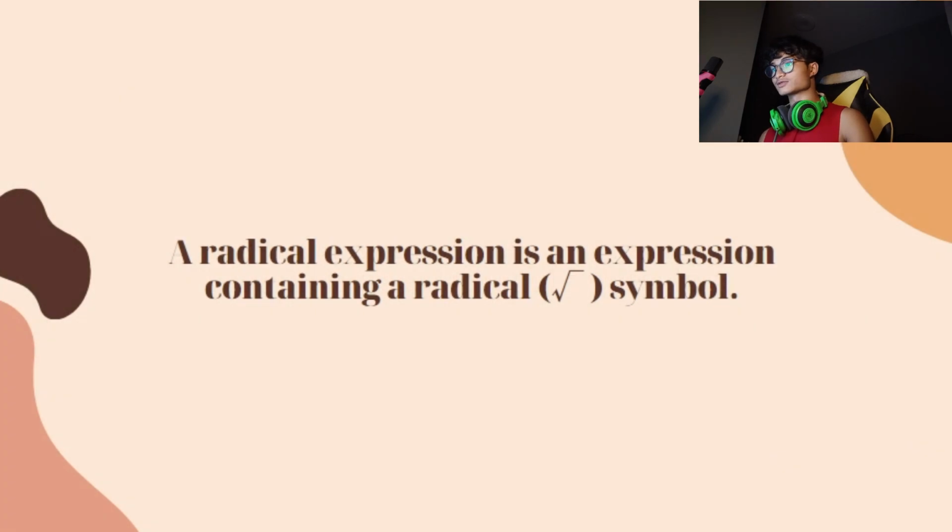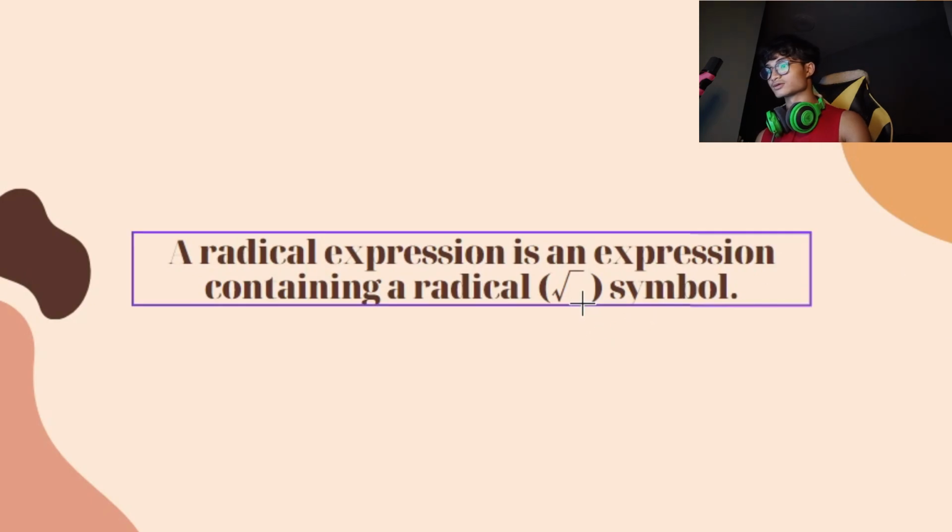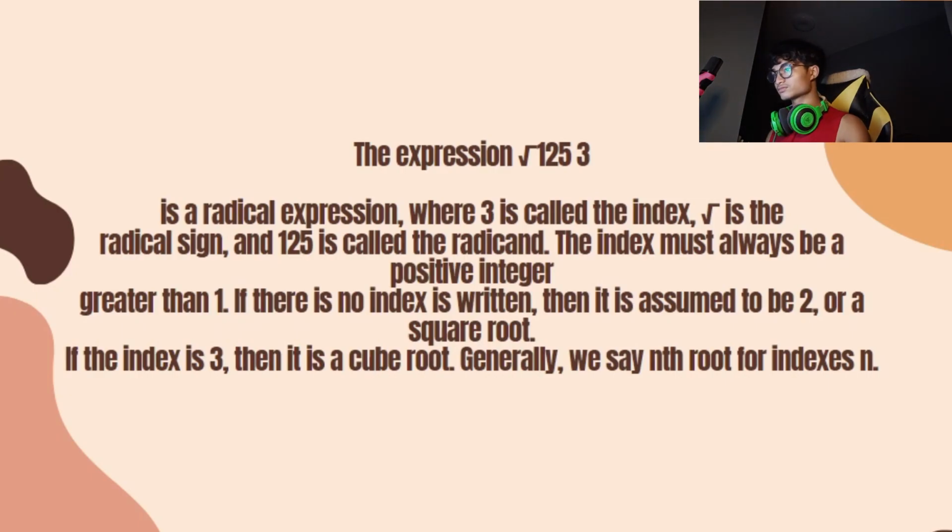A radical expression is an expression containing the radical symbol, and the symbol looks like this. Next, the expression 125 raised to 3 is a radical expression where 3 is called the index, the symbol is called the radical sign, and 125 is called the radicand. The index must always be a positive integer greater than 1. If there is no index written, then it is assumed to be 2 or a square root.